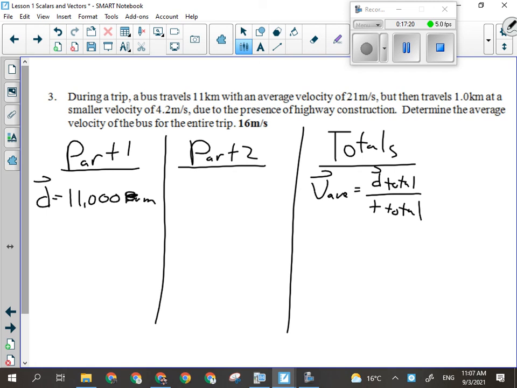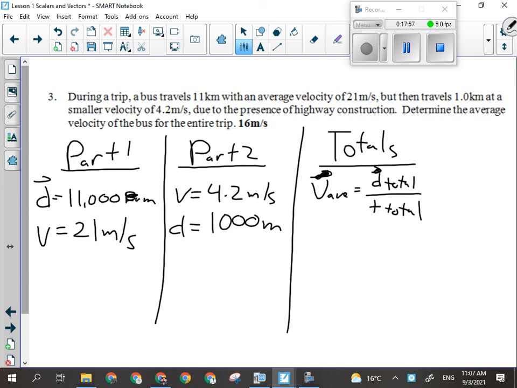actually it shouldn't be velocity, it should be speed, because we don't have any directions. Okay? We actually can't give a velocity on this because we are never told which direction this is going. All right, so we got 11,000 meters, and then we've got a speed, not a velocity, of 21 meters per second. And then in part 2, we've got a speed, even though it says velocity there. I think this used to be a vector question. I took the vectors off and I forgot to change the wording. Okay, 4.2 meters per second and a distance of 1,000 meters because it's 1 kilometer.